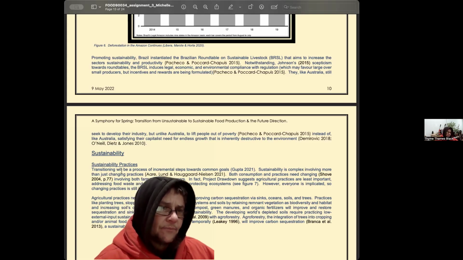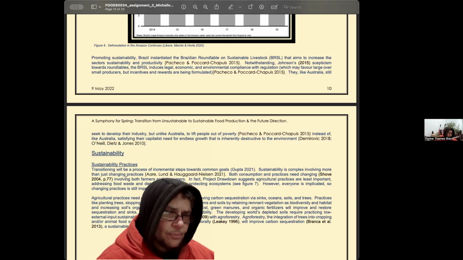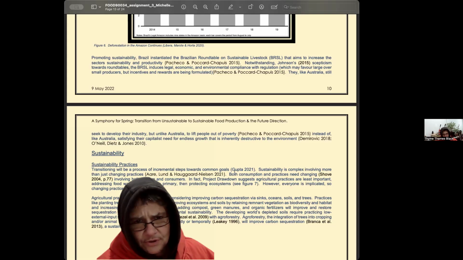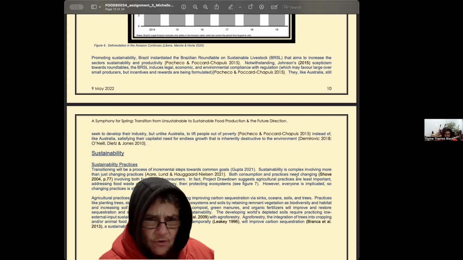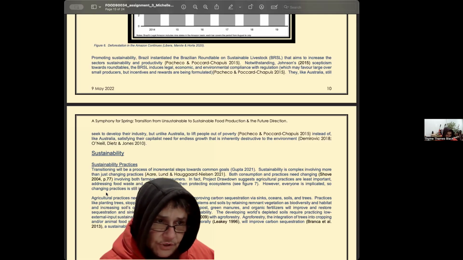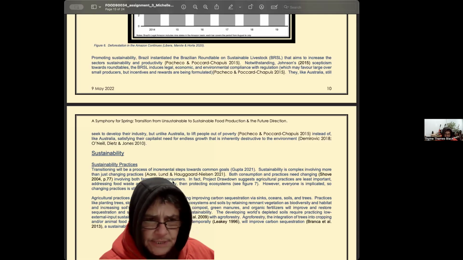Sustainability practices. Transitioning will be a process of incremental steps toward common goals, Gupta 2021. Sustainability is complex, involving more than just changing practices, Ari Lund Horgard Nielsen 2021. Both consumption and practices need changing, involving both farmers and consumers.